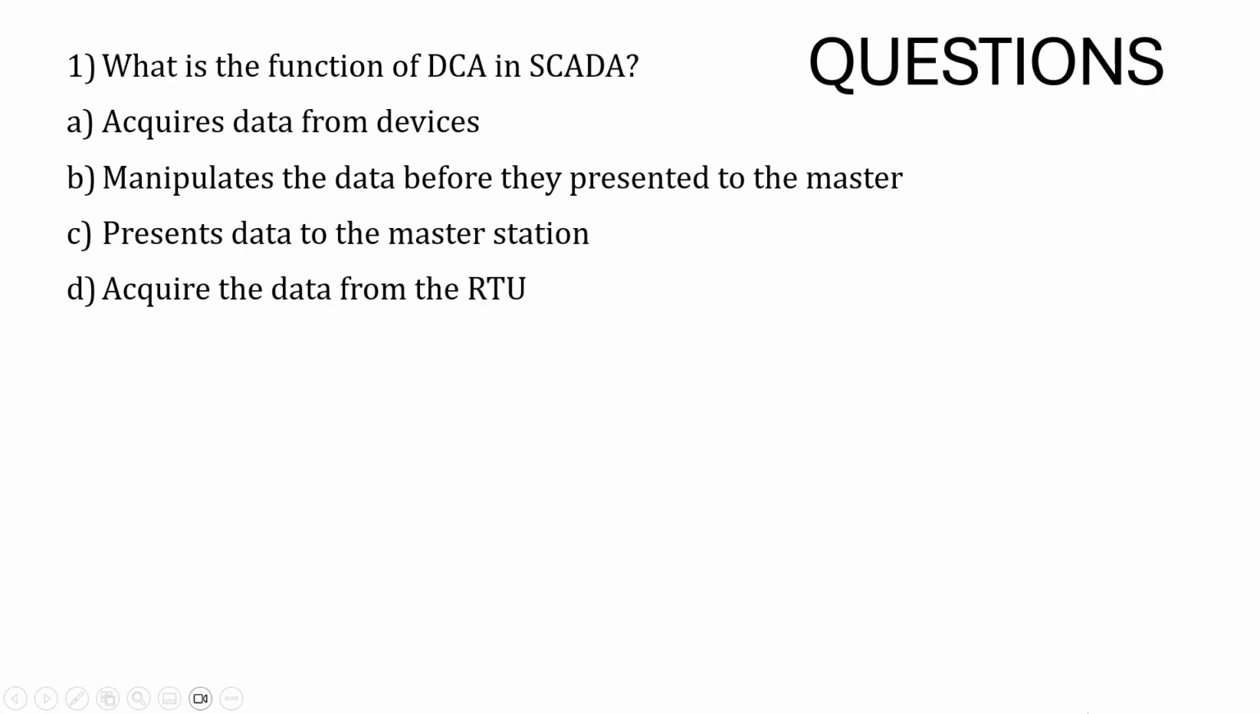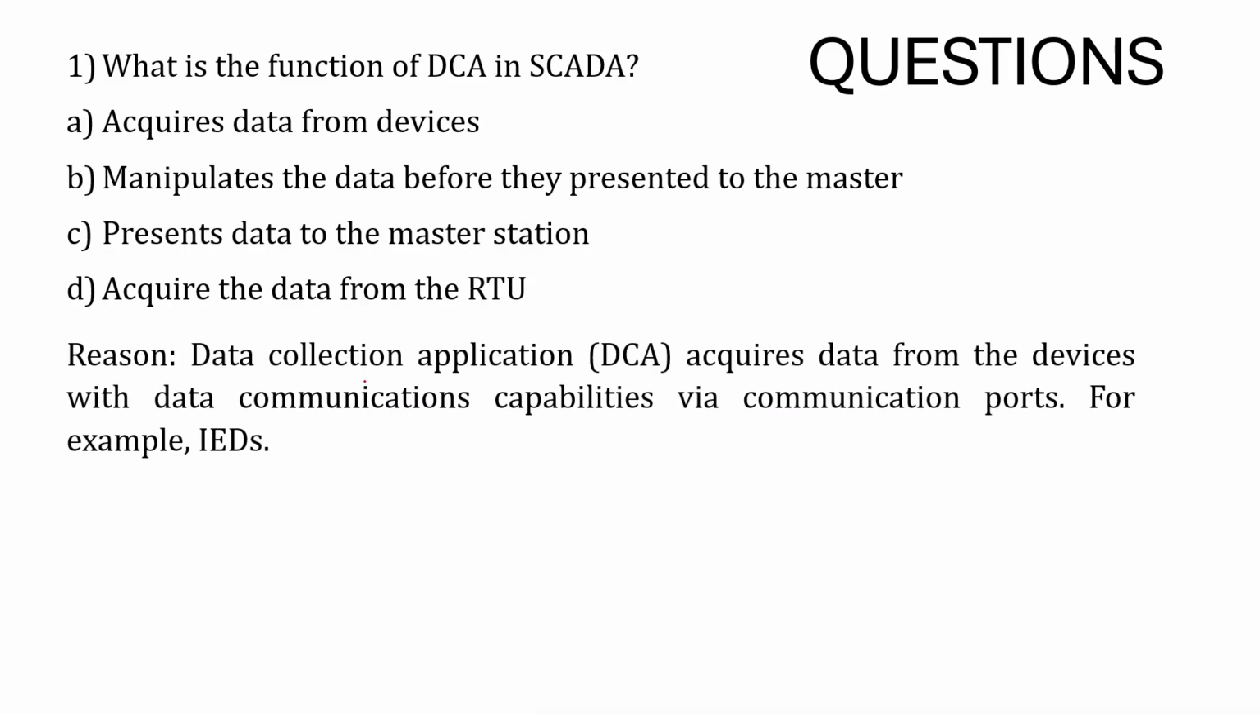The first question is, what is the function of a DCA in a SCADA? First, acquires the data from the devices; second, manipulates the data before they are presented to a master; third, presents the data to the master station; the fourth option is acquire the data from the remote terminal unit. Please answer in the chat. I will give you 1 minute. The correct option is that the data collection application acquires the data from the devices with data communication capabilities via communication port, for example, IEDs.